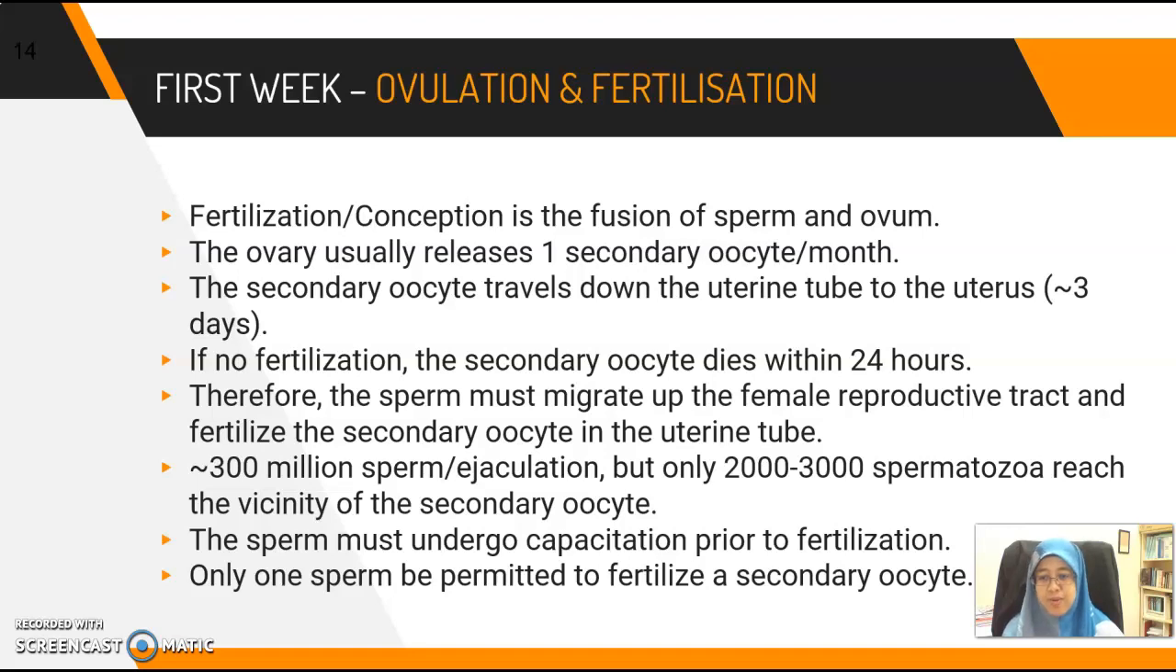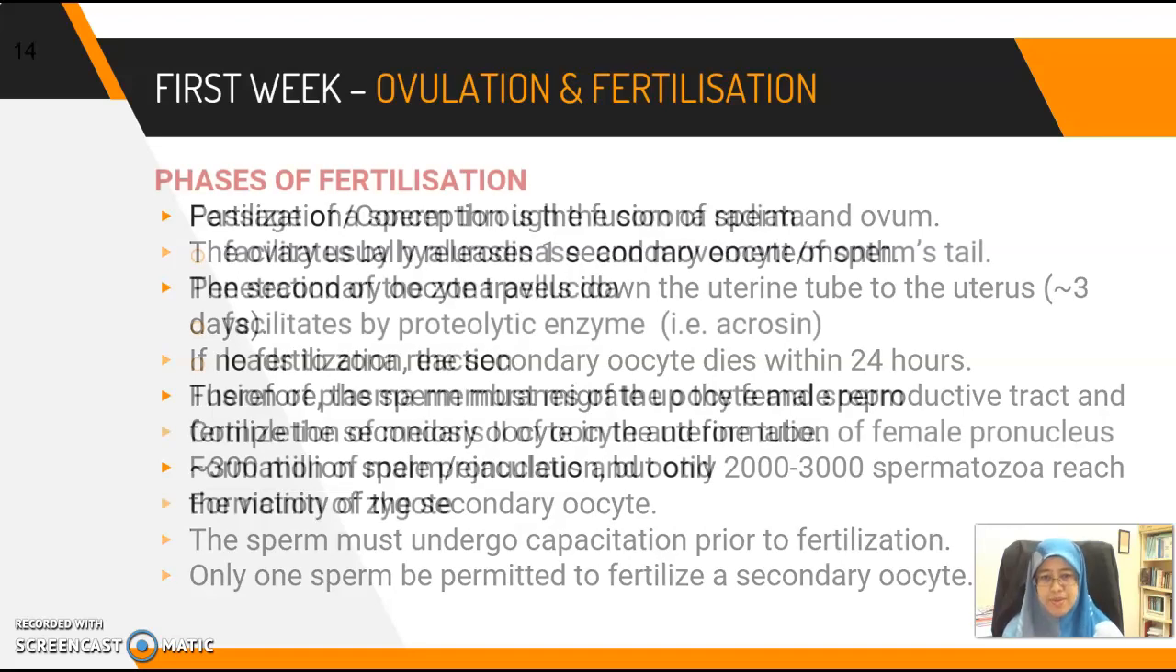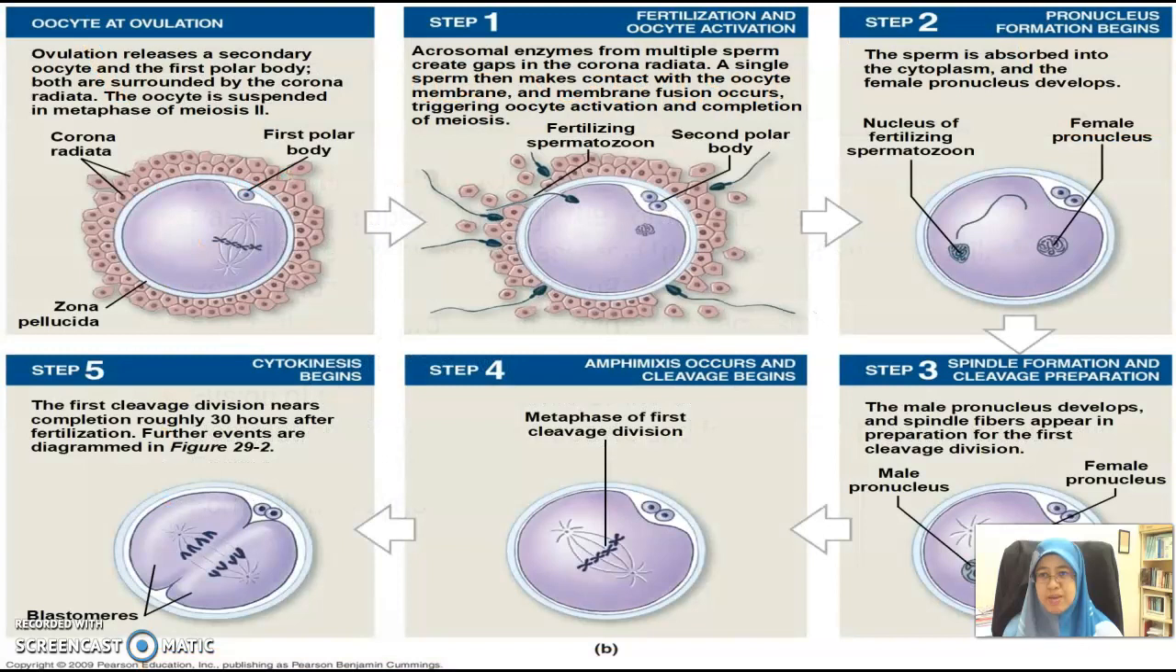So perhaps I can show you the picture here. This is the secondary oocyte, and as I said, during oogenesis they produce one huge secondary oocyte with a very small first polar body. I don't want to give you the answer why the first polar body is very crucial, but I can give you the clue that it is related to the chromosome number.